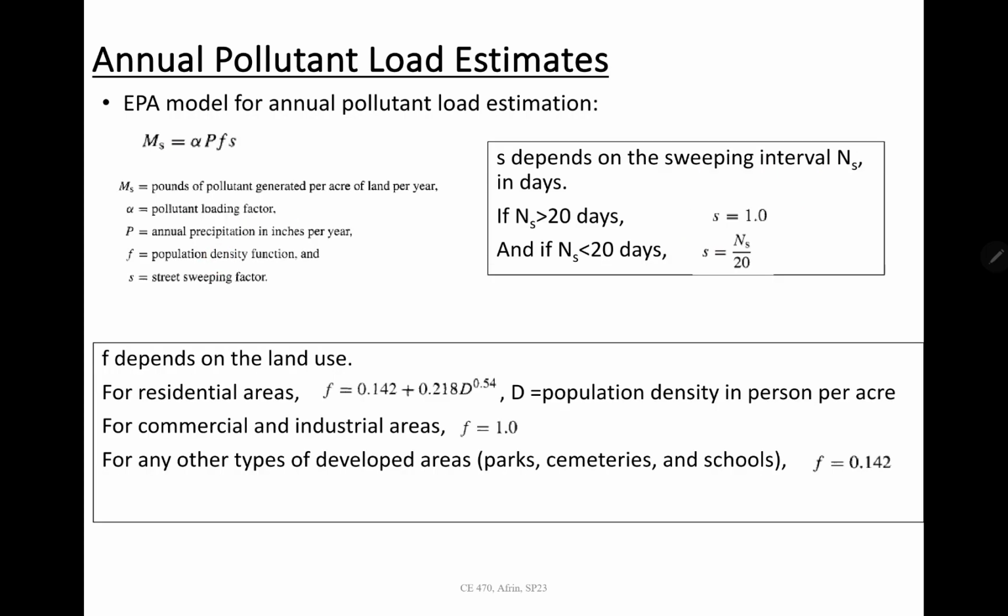Okay, so S depends on the sweeping interval, NS. If NS is 20 days, S equals 1, and if NS is less than 20 days, that's how you will find it. F depends on the land use, so for different types of land use, F will be different. For residential areas, population density is very important. For school and commercial and industrial areas, that is kind of fixed.